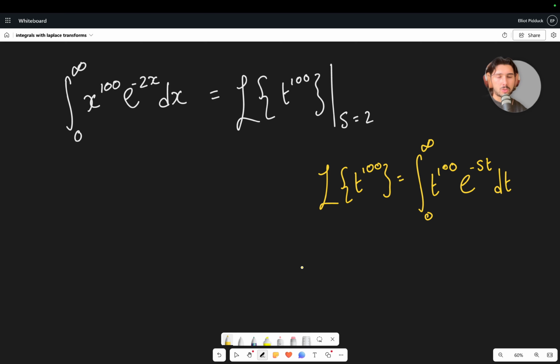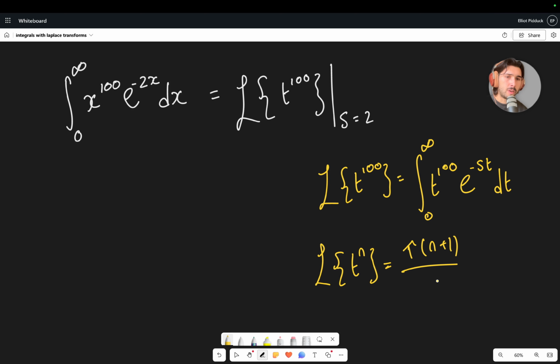Now, what is the Laplace transform of t to the power of 100? I'm going to write this down as well because there's a standard formula for this. So the Laplace transform of t to the power of n is the gamma function of n plus 1 over s to the power of n plus 1.